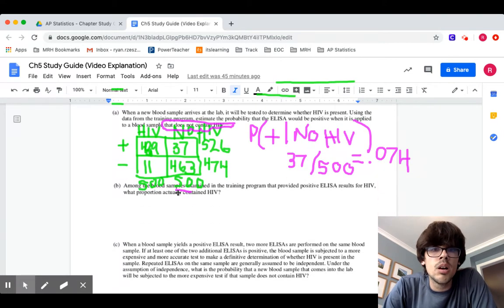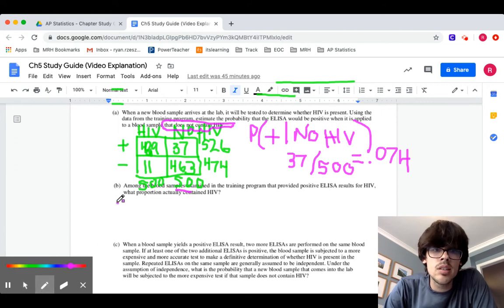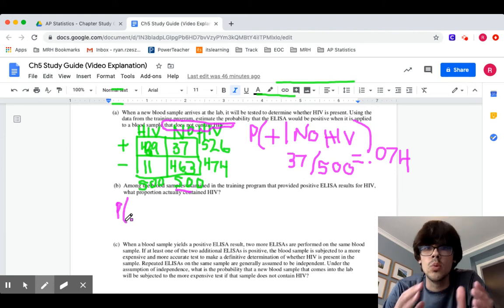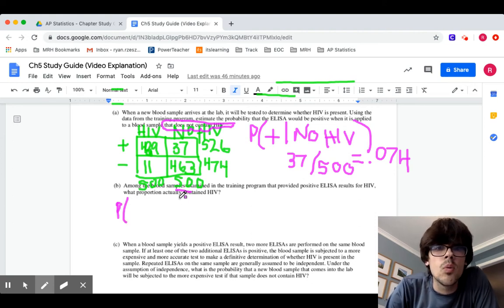Second problem, among blood samples examined in the training program that provided positive results, what proportion actually contained HIV? This is another not very difficult conditional probability question once you parse through what it's trying to say. This time, we know that the test was going to be positive. So given positive, what's the probability that they actually contained HIV?